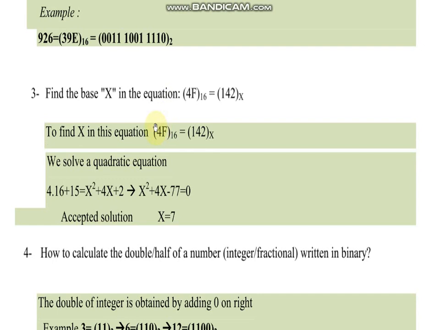Third question, find the base x in the equation 4F in base 16 equal to 142 in base x. Here we use the polynomial form for the two sides and we get a quadratic equation. We solve this equation and we get two solutions, one positive and one negative. We accept only the positive solution because the base is always positive.